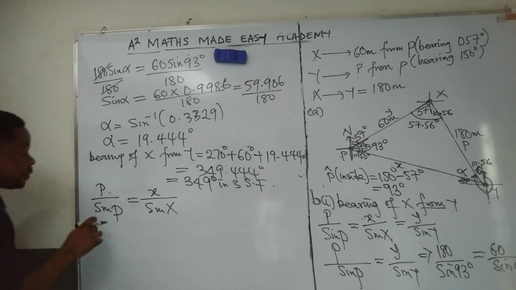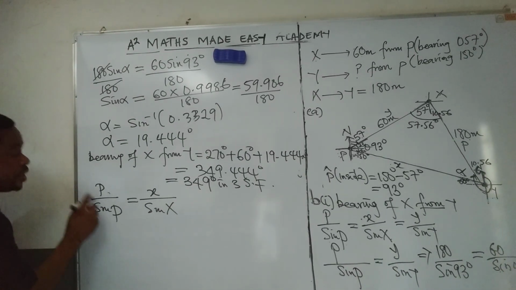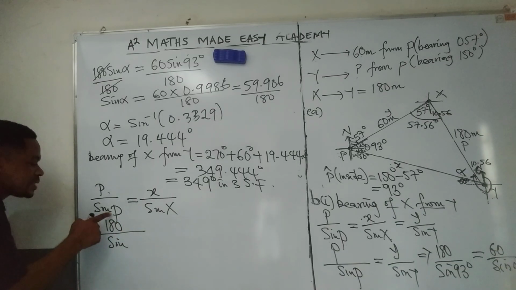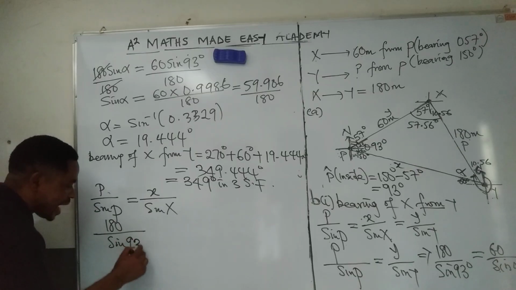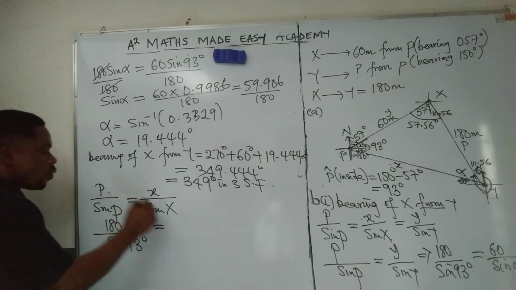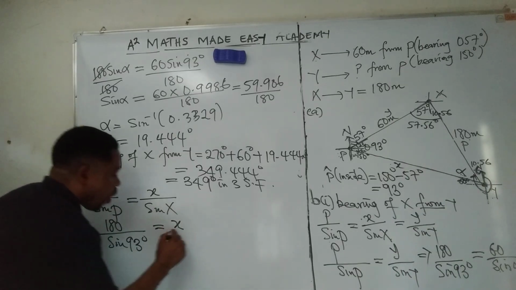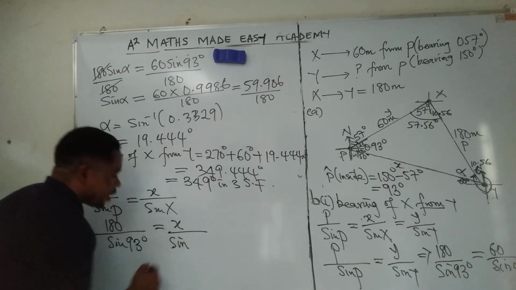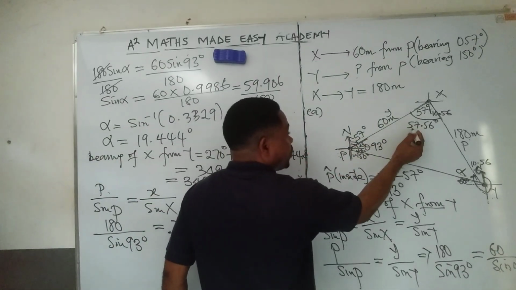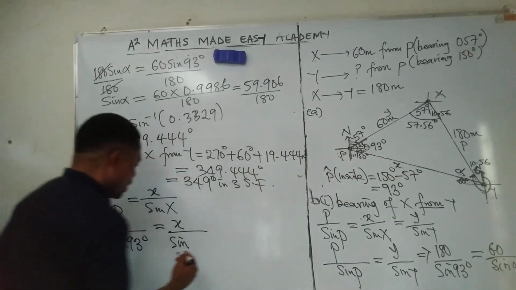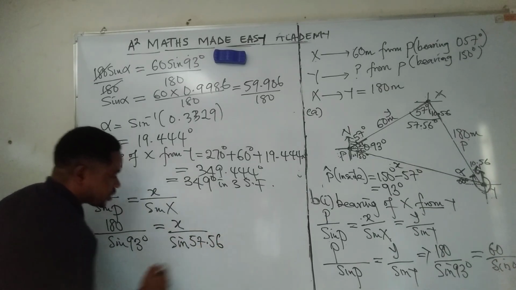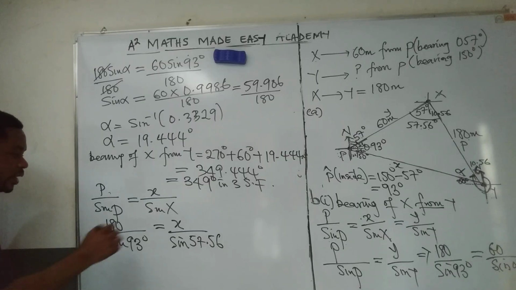Can we substitute now? What is the distance of P? It is already 180, don't forget, over sine. What is the angle of P? Don't forget it's 93 degrees. Are you with me now? Now this is equal to x, we don't know x, which is the distance, over sine. What is the angle of x? We have solved it already, it is 57.56. I will now put 57.56. Are you ready for this now? What is the next thing?